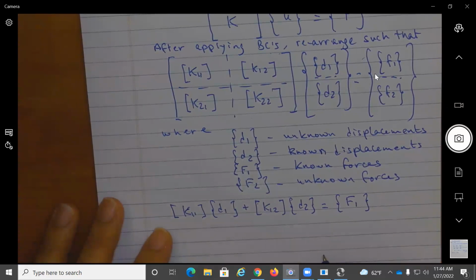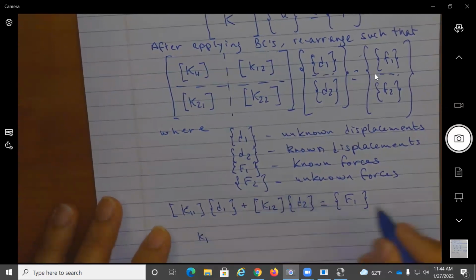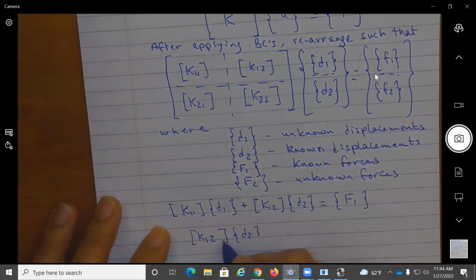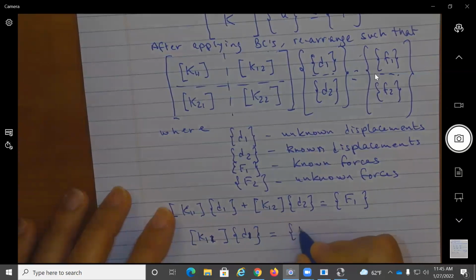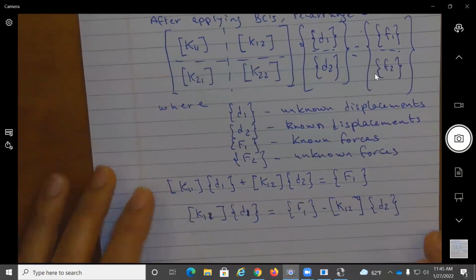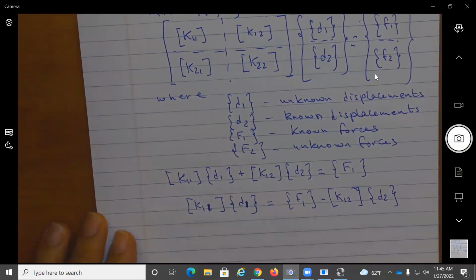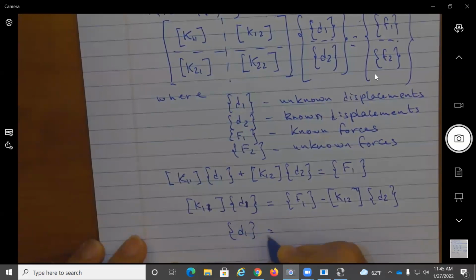So in a way, we are simplifying this system of equations. And then we can move K12 times D2 to the right side. This is K11 times D1, and I'm going to move this to the other side, is equal to F1 minus K12 times D2. Here, I have a system of equations that is reduced compared to the first one, and I can get a solution for D1. So solve for D1.